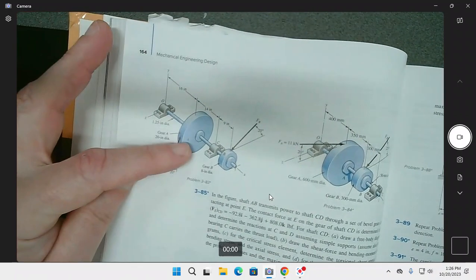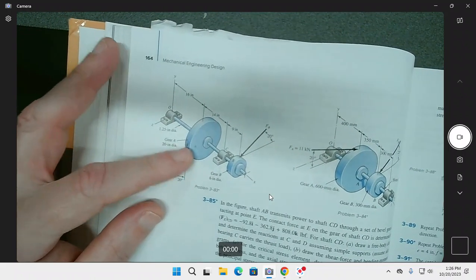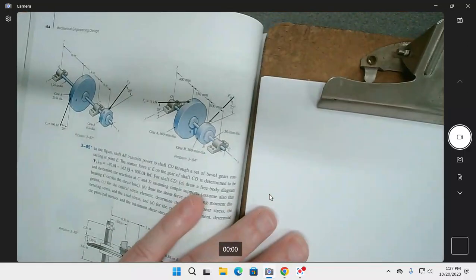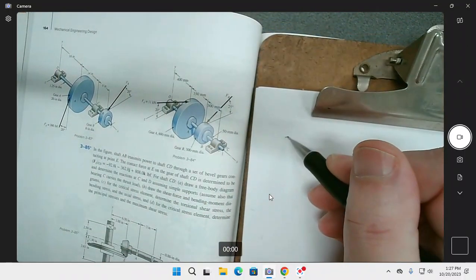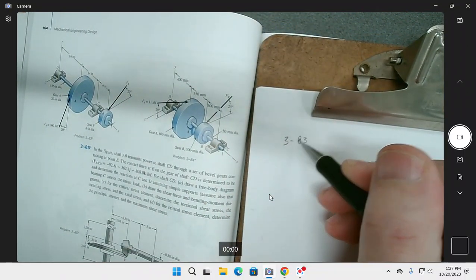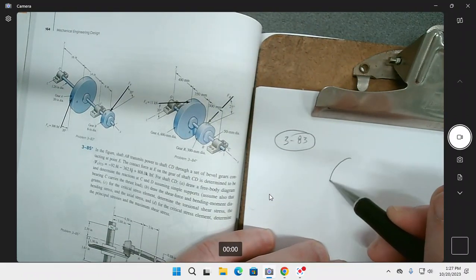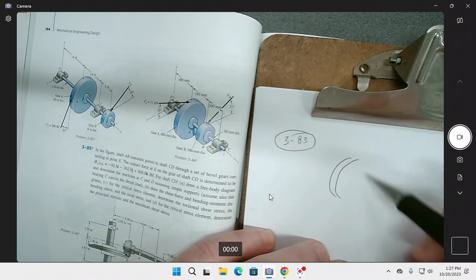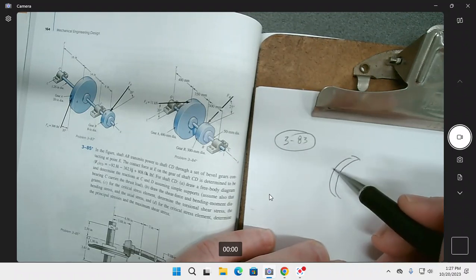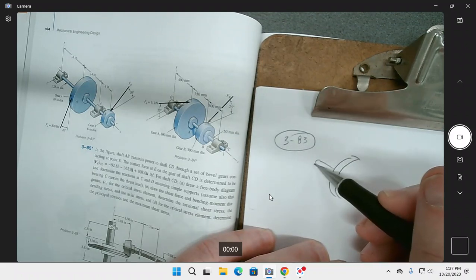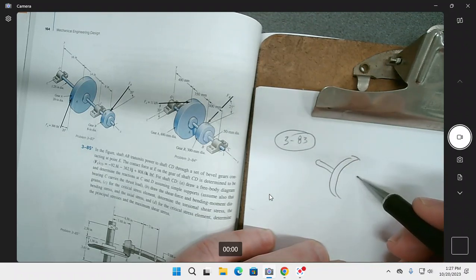This is a ridiculous problem, so I'm not going to assign this problem or ask it on an exam. So that's a good enough reason to do it. So this is problem 3.83 out of the book. And I'm not going to try to draw it perfectly, just enough. Probably nicer than some other students, but not as nice as other students could do.